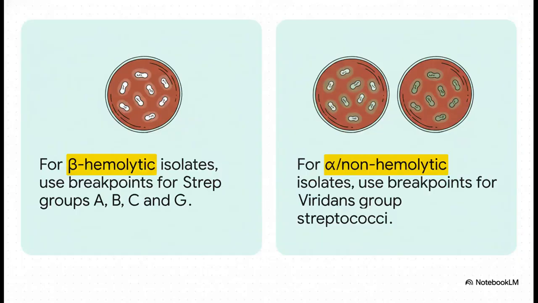So here's the rule, plain and simple. If your isolate is beta hemolytic, you have to use the breakpoints for groups A, B, C, and G strep. For everything else, the alpha or non-hemolytic ones, you must use the viridans group Streptococci table. Applying the wrong one could mean you report something as sensitive when it's really resistant, or vice versa.